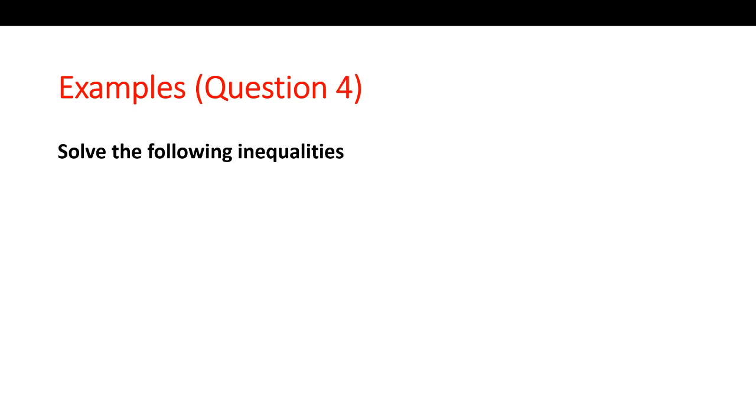Okay, let's go to the next slide. So we've still got some more inequalities. This time a little bit different, you'll see why in a sec. So we've got 3 minus 2x is greater than -5. So I need to get rid of this 3 first.